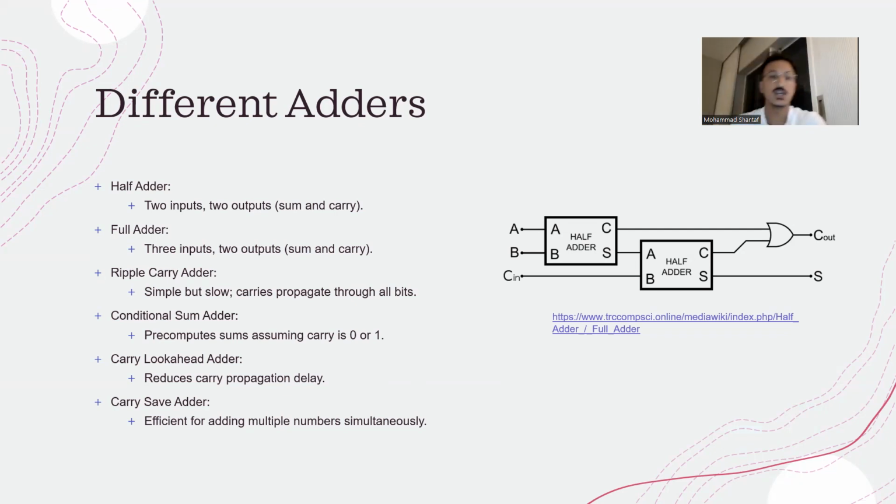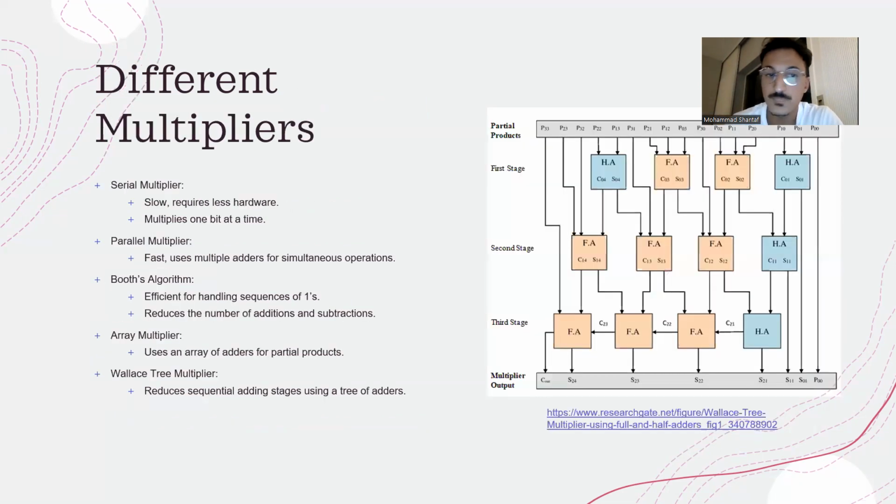As for the ripple carry adder, it's simple but slow, and the carry propagates through all bits. As for the conditional sum adder, it pre-computes sums assuming the carry is always 0 or 1. As for the look ahead adder, it reduces carry propagation delay, and the save adder efficiently adds multiple numbers simultaneously.